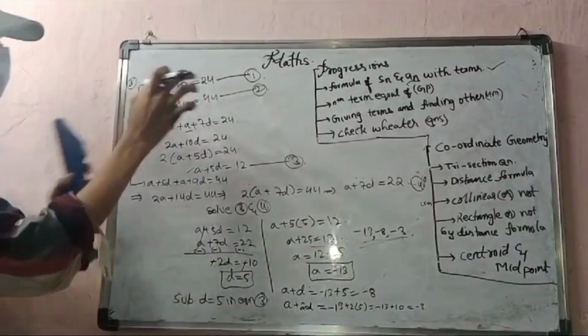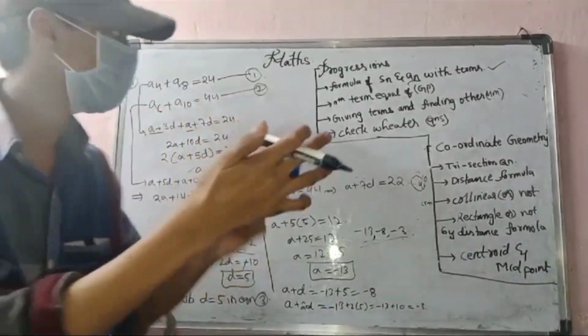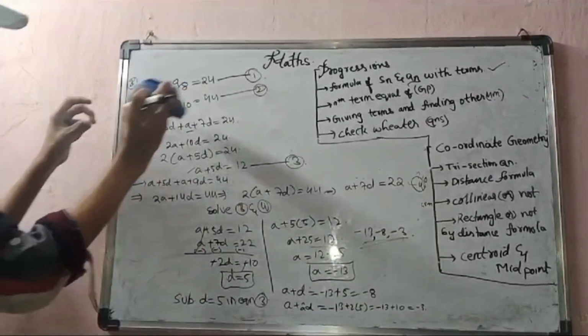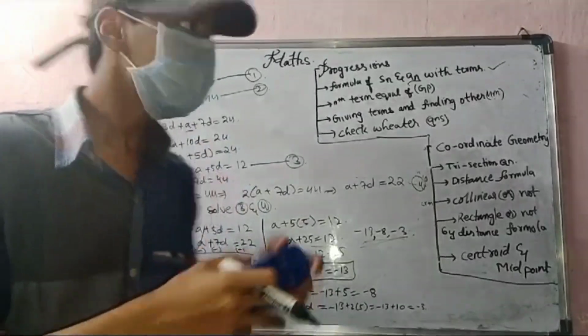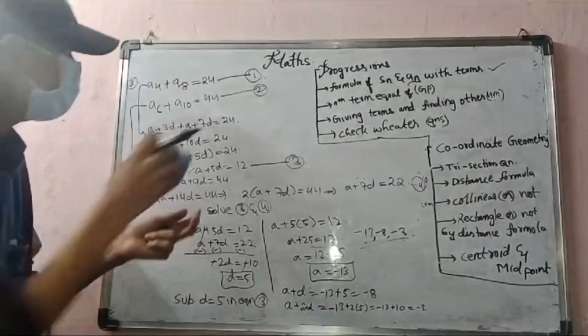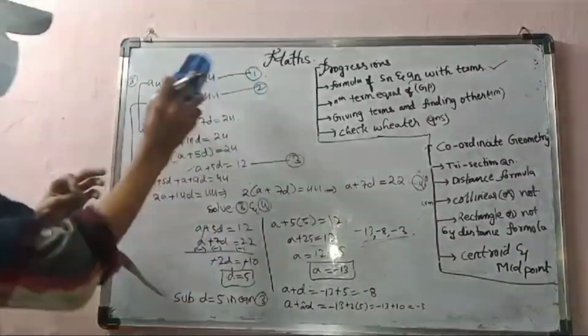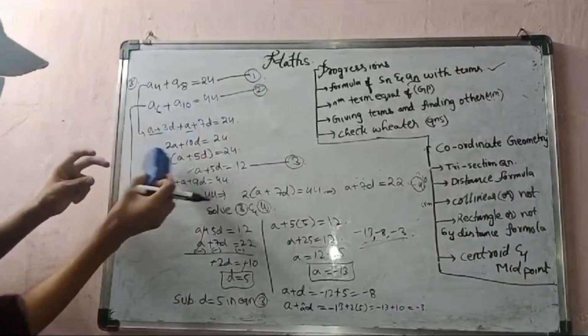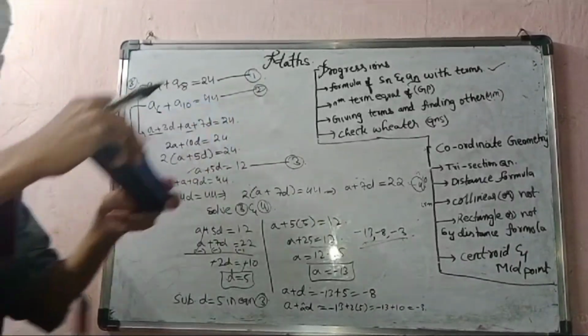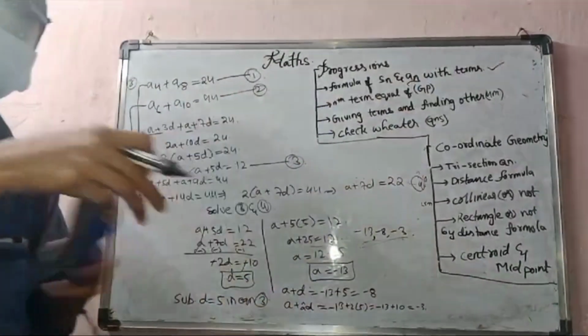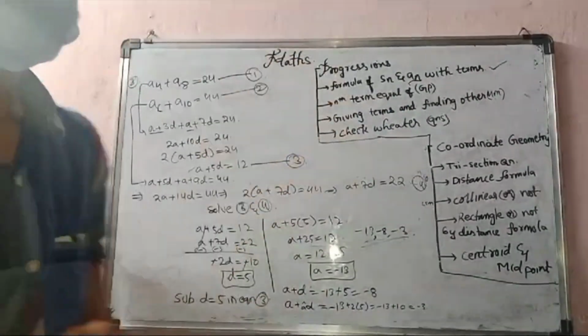So here they have given the sum of the fourth term and eighth term is 24, and the sum of the sixth term and tenth term is 44. So we can write A4 as A plus 3D and A8 as A plus 7D. So both equal to 24. Take as equation 2. Now A plus 3D, A plus 7D, 2A plus 10D. 2 common means A plus 5D equals 12.